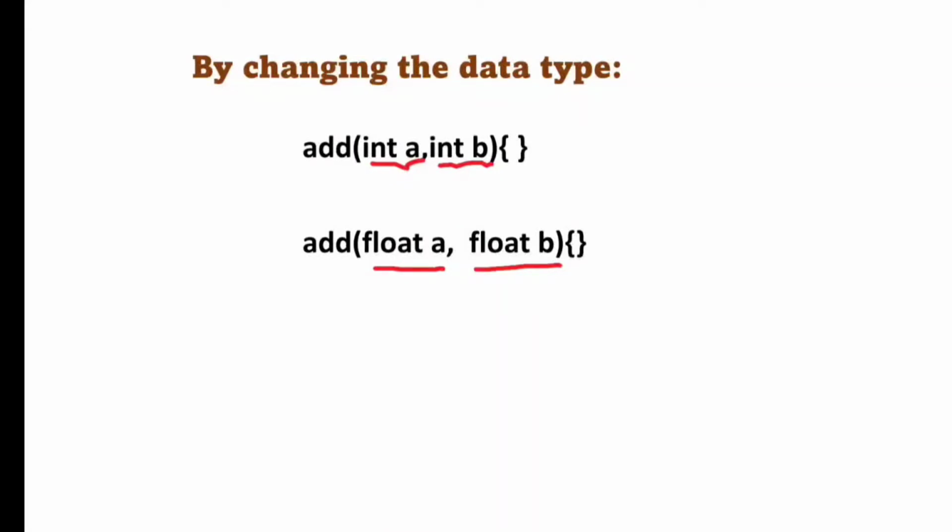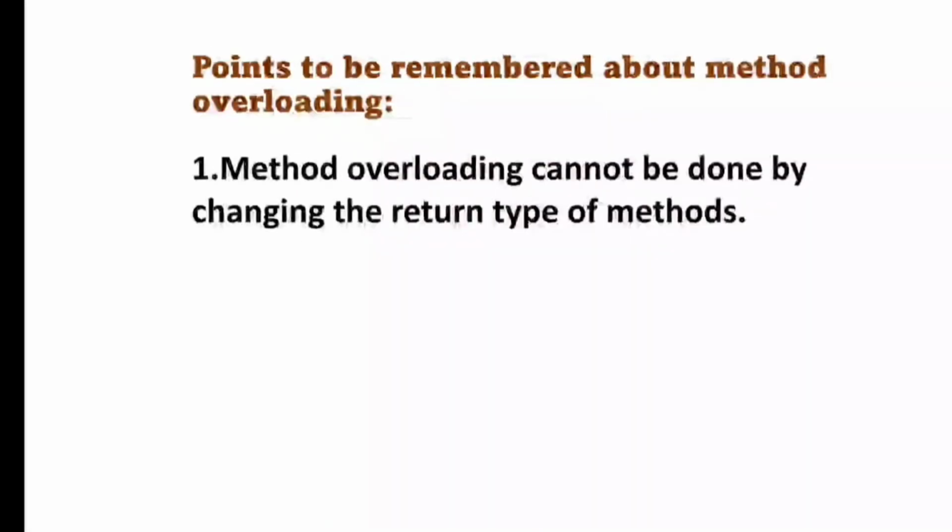So we can overload the method having the same name with the same number of parameters but different data types. So in this way also we can overload the method by changing the data type. And don't worry, I will explain both ways practically, then you will clearly understand. Now let's discuss the points to be remembered about method overloading.